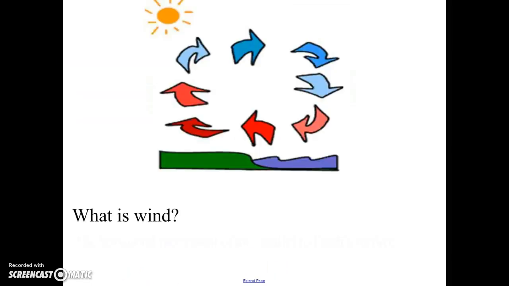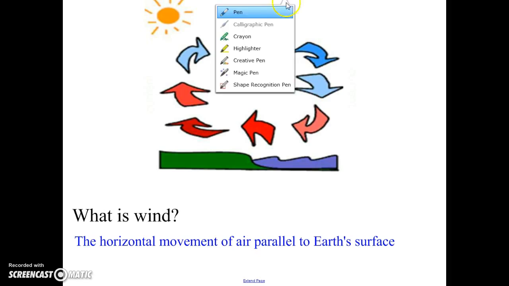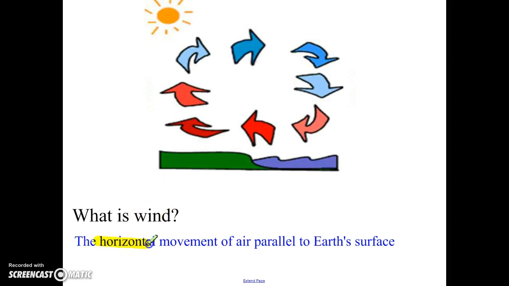So first of all, what is wind? Wind is one of those things, we all know what it is, but it's hard to define. So we have a picture here of a convection cell. There is air moving sort of in a circular motion here. Not every arrow on here would be called wind, because to be wind, the air has to be moving horizontally or parallel to the Earth's surface. Those are the requirements for it to be called wind. So only two of these arrows would we actually call wind.